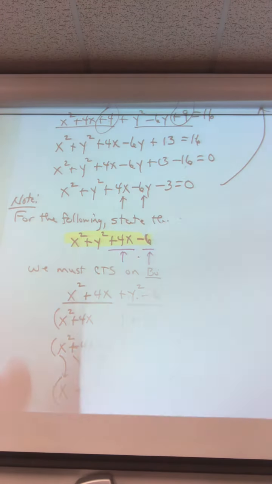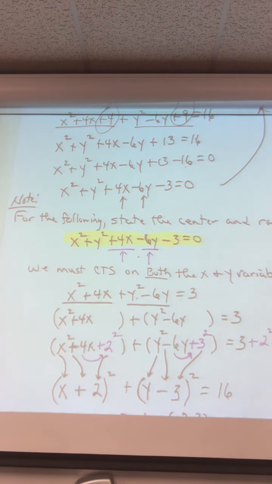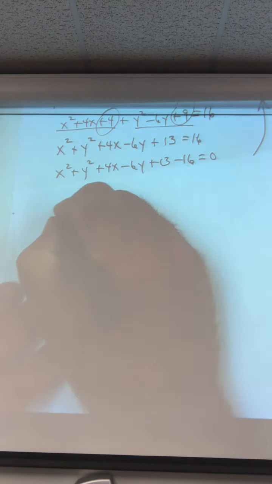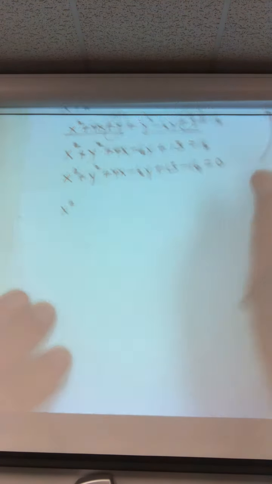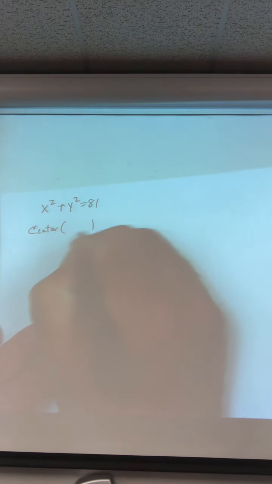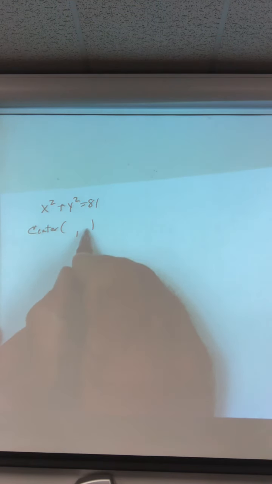All right, but this time when I do these, I'm not going to list it as h and k. I'm going to list it as center and radius. So let's do this one. All right, now I'm just going to call it center. But remember, this is h and this is k.